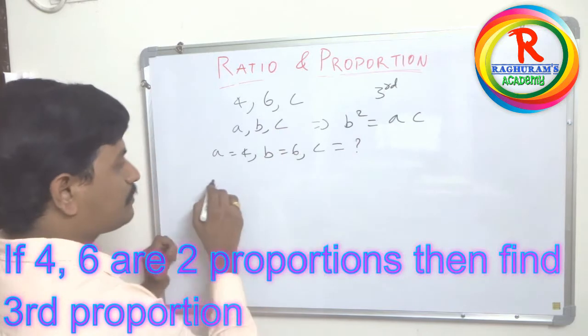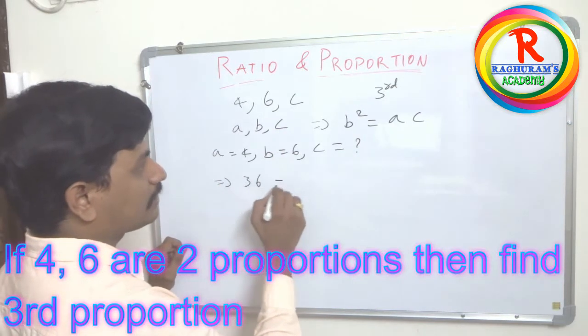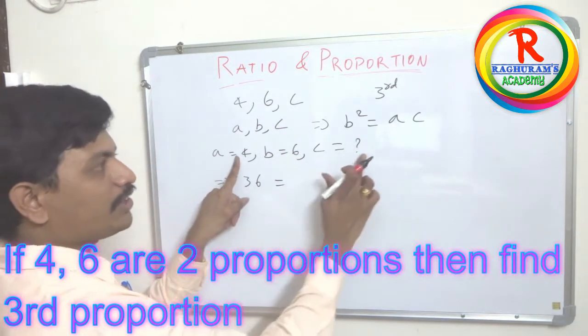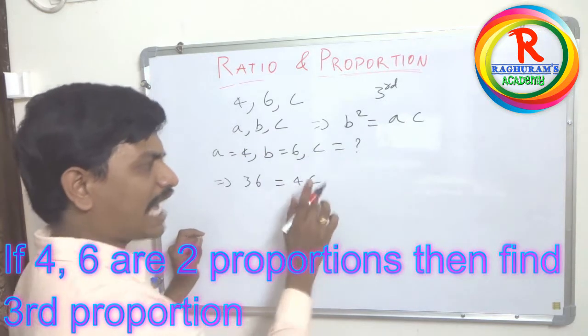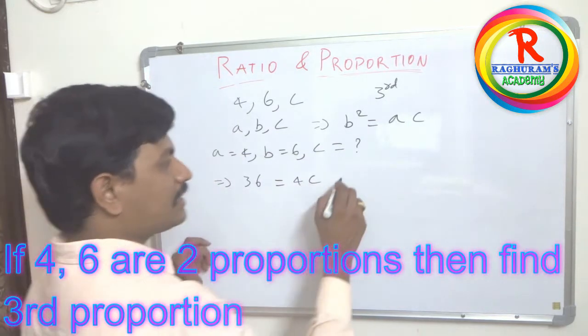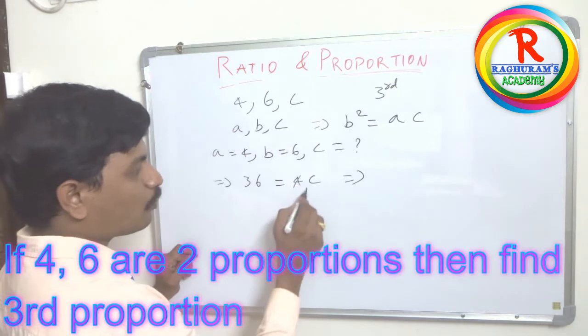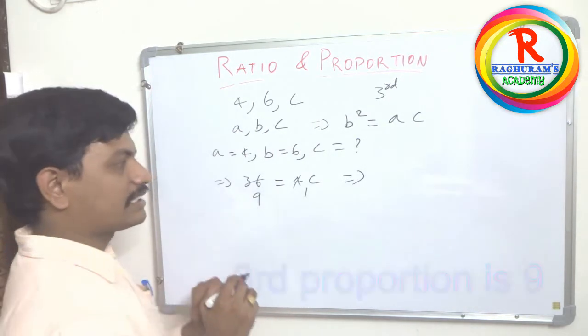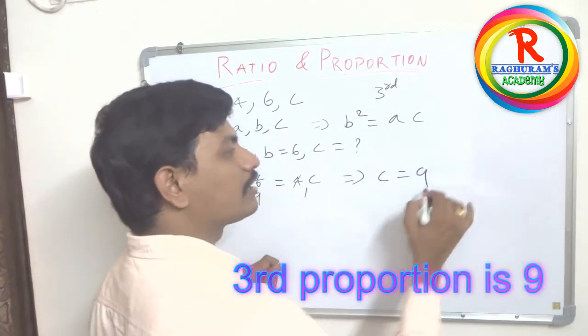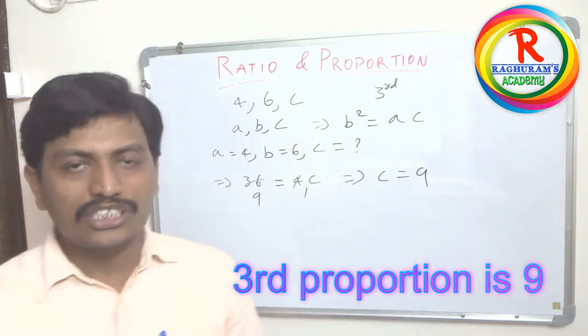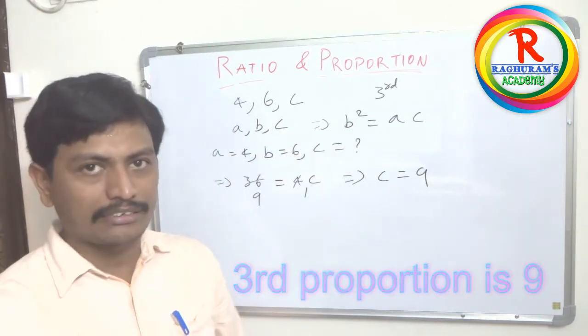So B square is 36, which equals AC, that is 4 into C. I am writing C as it is. In this case, any cancellations? 4 ones are 4, 4 nines are 36. So C is equals to 9. So the answer is C is equals to 9. The third proportion is 9.